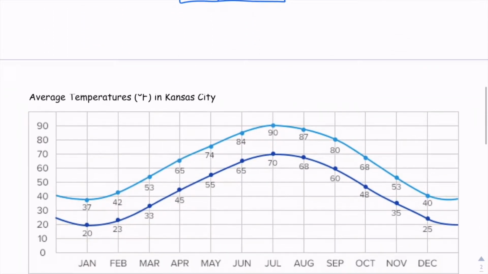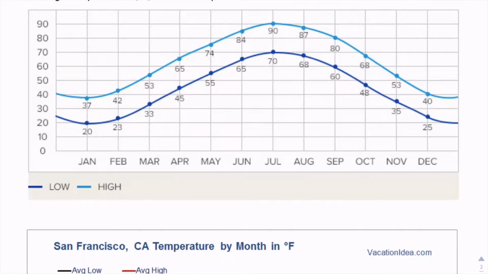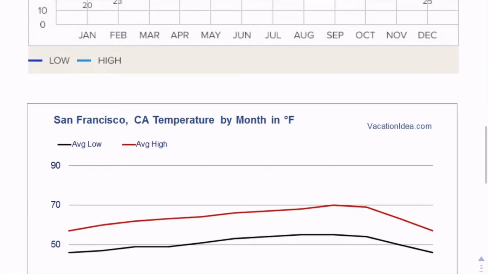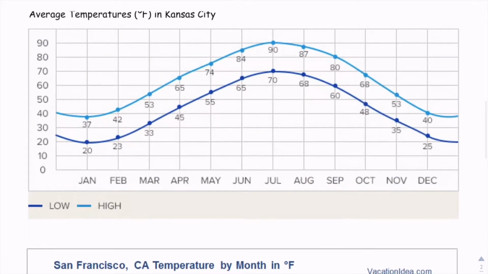On the back of your notes, you'll see a temperature graph of the average temperatures in Kansas City and the average temperatures in San Francisco, California. So what I want you to do is look at the difference between these two graphs and their average temperatures over this time period.